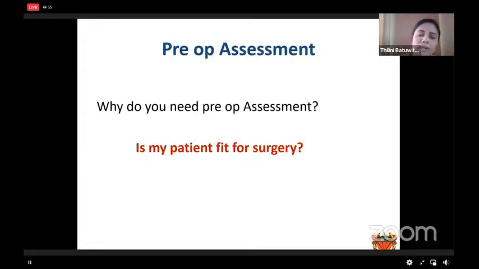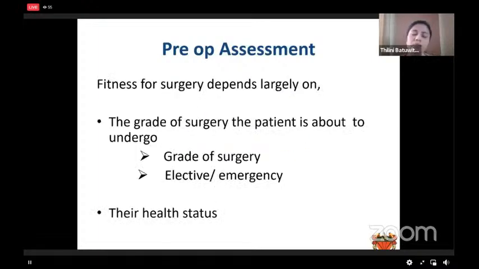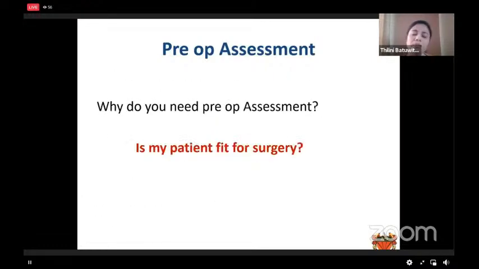So, pre-op assessment. Why do you need this assessment? Why don't we send the patient directly to the theater? Simply, it is to find the answer to the question whether my patient is fit for the surgery. That's what we do in this pre-operative assessment. How would you know the fitness for a surgery? Basically, it will depend mainly on two factors: what surgery the patient is going to undergo, and the patient's current medical condition.